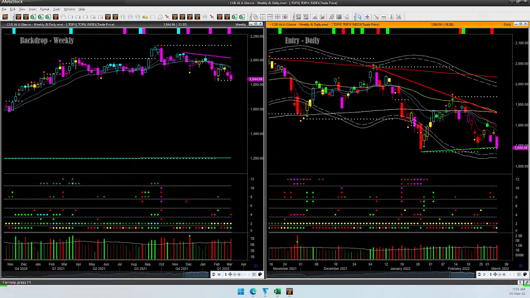Topix index, it is also inside a triangle pattern in the daily, bound by trendline resistance and support. However, it is bearish in the weekly. So it is also inside a range, but it is more bearish than Australian market. For swing trading, there is no setup at present.